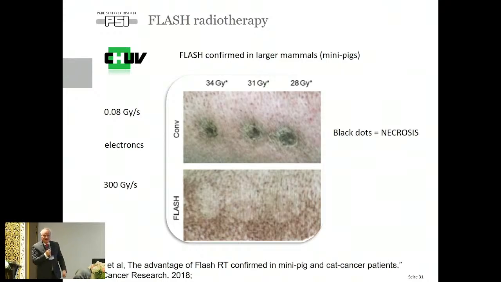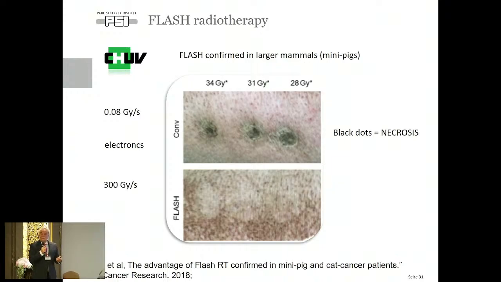CHUV is a hospital in Switzerland. Some people from the Paris group moved to CHUV, and they continued doing these experiments with electron beams. And also here you have on the upper part irradiation with electrons, a certain dose, normal rate, flash rate. With the normal rate you see these black spots, and this is necrosis.